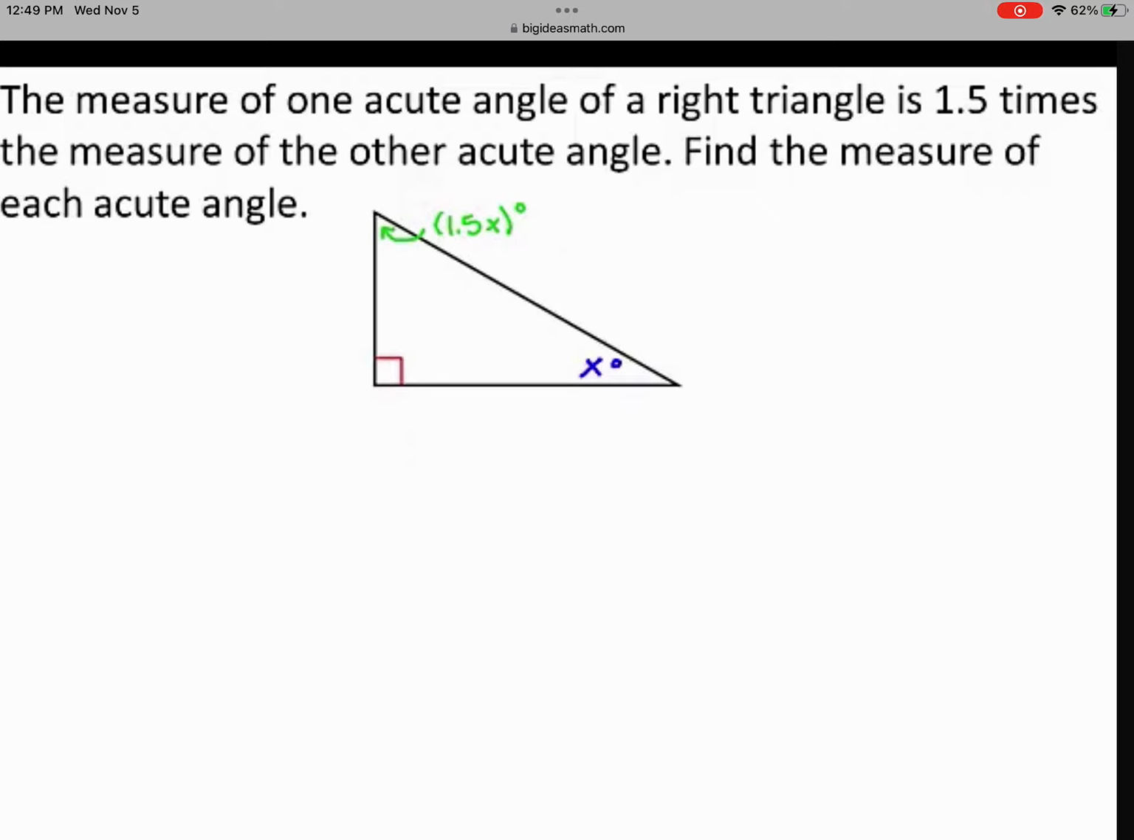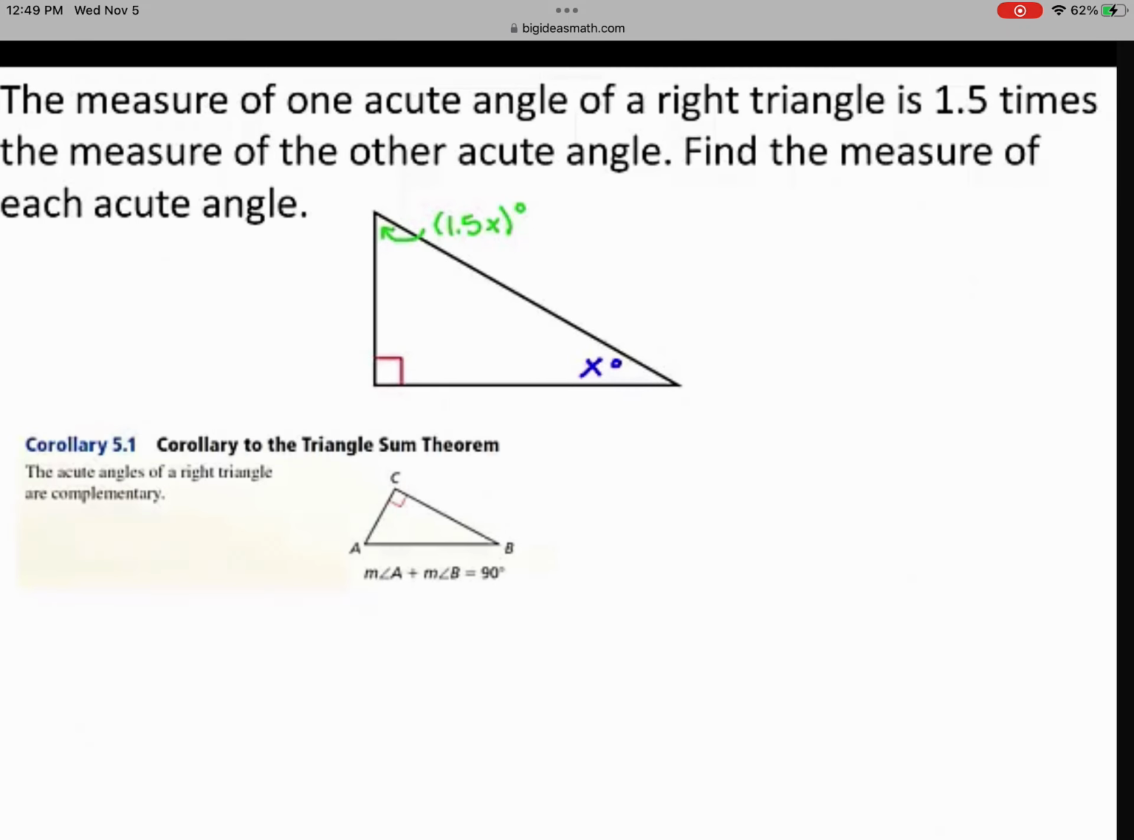Now, to find the measure of each acute angle, you first need to find the value of x. To do this, you can use the corollary to the triangle sum theorem, which states that the angles of a right triangle are complementary, meaning their measures have a sum of 90 degrees. Because the triangle in this problem is a right triangle, you can apply this corollary. So, by the corollary to the triangle sum theorem, x degrees plus 1 5/10 x degrees must equal 90 degrees.